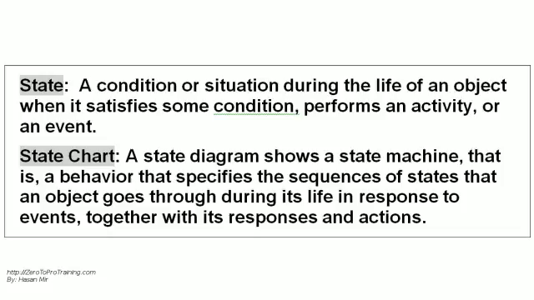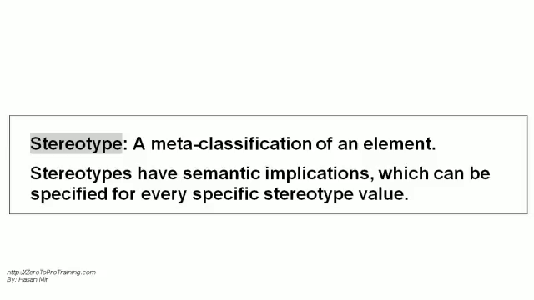Next, state, a condition or situation during the life of an object when it satisfies some condition, performs an activity, or waits for an event. State chart, a state diagram that shows a state machine, that is, a behavior that specifies the sequences of states that an object goes through during its life in response to events, together with its responses and actions. Next, stereotype, a meta-classification of an element. Stereotypes have semantic implications, which can be specified for every specific stereotype value.